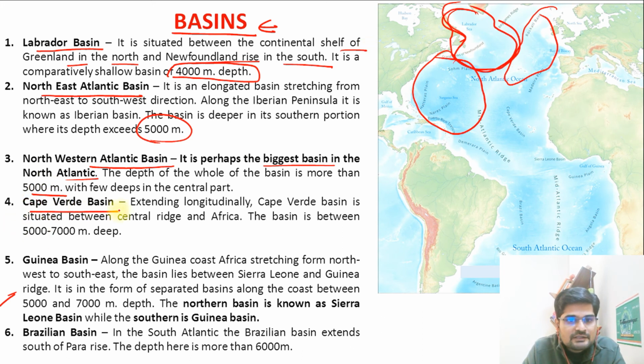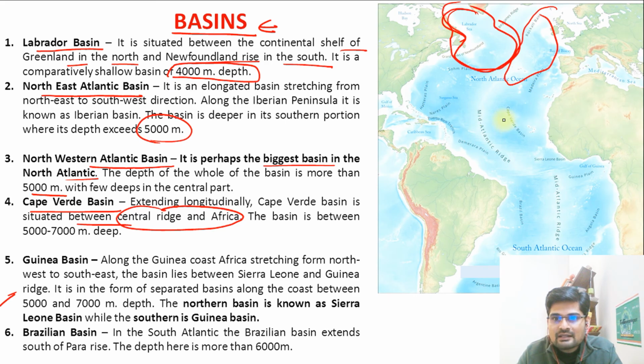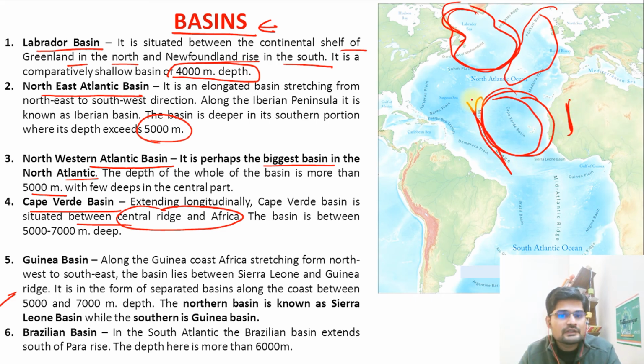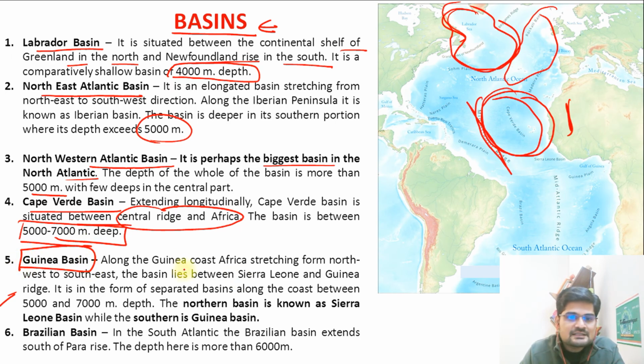Then you have the Cape Verde Basin, and it is situated between the Central Ridge and Africa. Now remember, the Central Ridge and Africa, which is located here in this particular portion if you observe. So this is the Central Ridge and this is Africa. In between you have the Cape Verde Basin, which is basically between 5,000 to 7,000 meters deep. This is its description. Then you have the Guinea Basin. The Guinea Basin is along the Guinea coast, Africa. That is important. So this is the particular coast. If you see, this is the Guinea Plain, this is the Guinea Basin, right?